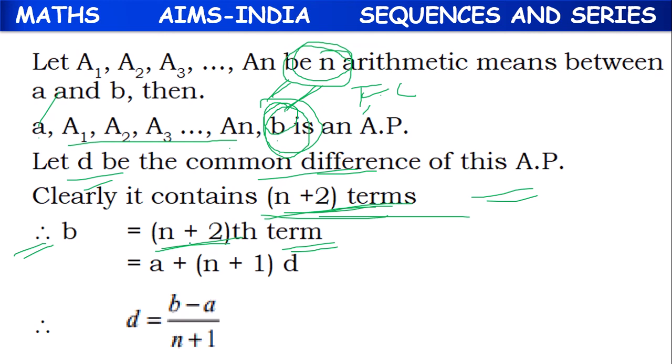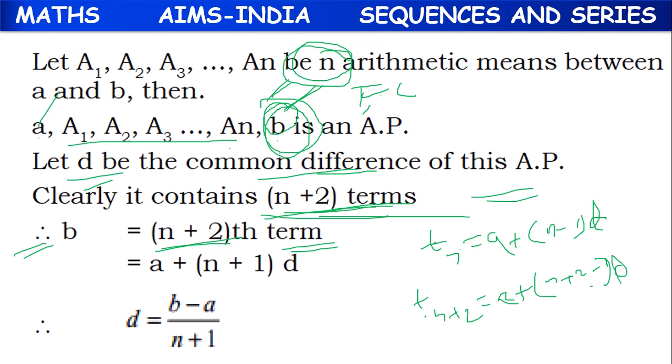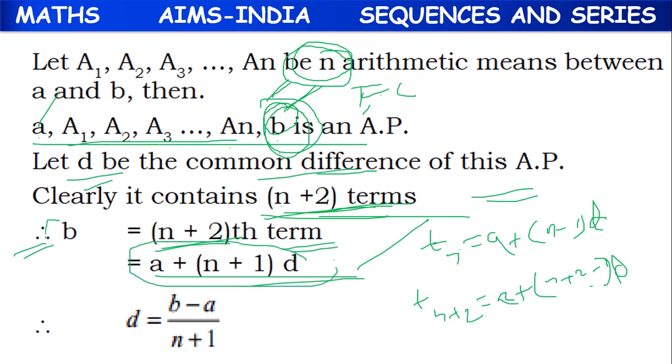For the nth term, we have the formula a plus n minus 1 into d. But here we have to find the n plus 2 term: a plus n plus 2 minus 1 into d, which is equal to a plus n plus 1 d. This is the n plus 2th term according to the formula, but according to the given sequence, it is equal to b.